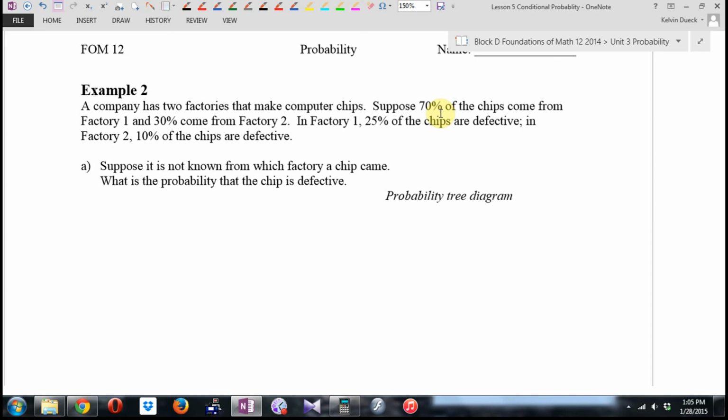Suppose 70% of the chips come from factory 1, 30% come from factory 2. In factory 1, 25% of the chips are defective. In factory 2, 10% of the chips are defective. Okay? Here is your trigger word in part A. Can you, Matt, read to me the first word of part A?